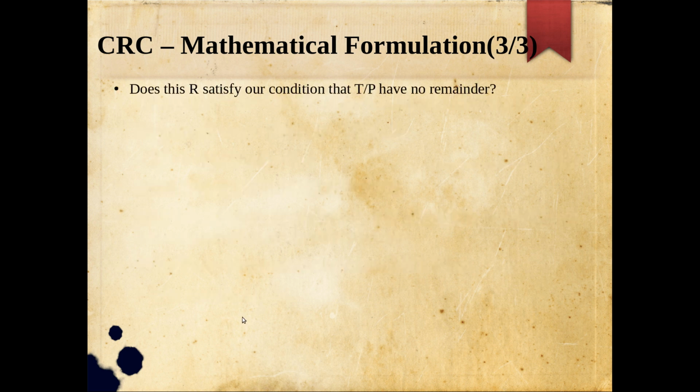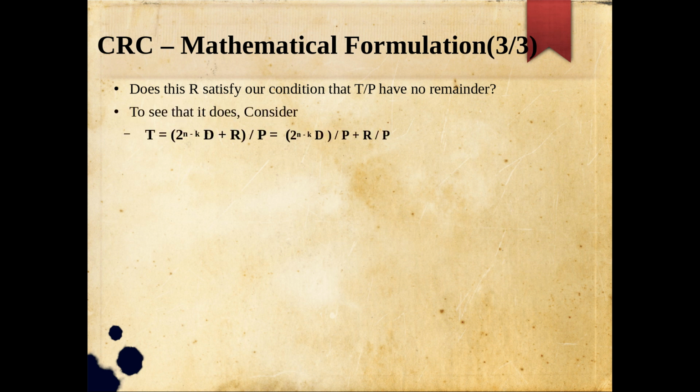Now we are going to see, does this R satisfy our condition that T by P has no remainder? That was our requirement, okay. So like that we assumed and we executed. Now we are going to see its correctness. So what is the thing? To see this, originally, what was our T? 2 power n minus k into D plus R, right? Instead of the frame check sequence F, we replaced it by R.